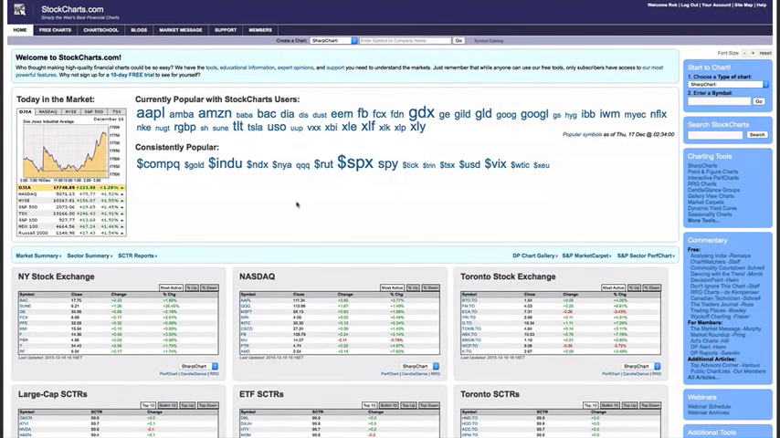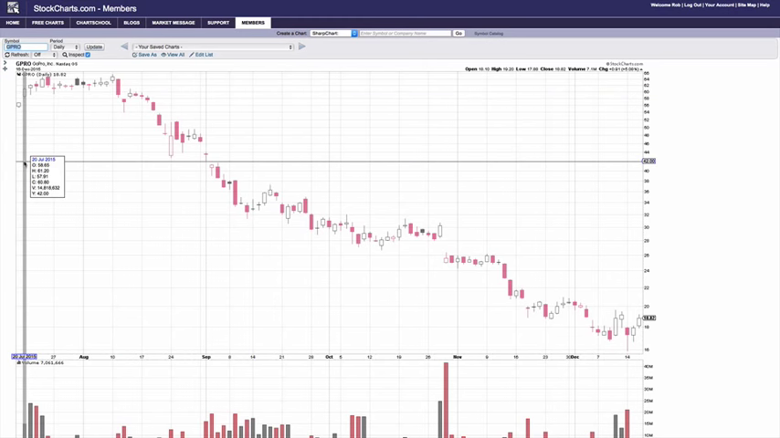Okay, we're over at stockcharts.com. Let's do a couple large cap stocks just to do some technical analysis. Let's do some technical analysis on GoPro, GPRO, just as an example. So I like stockcharts.com. This is a pretty easy example to do some technical analysis on.